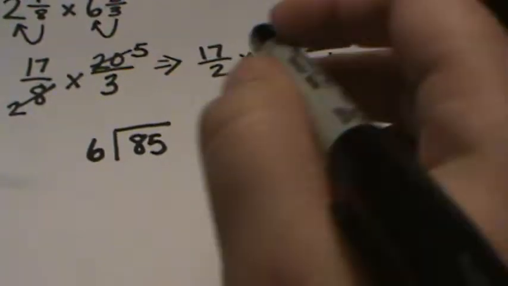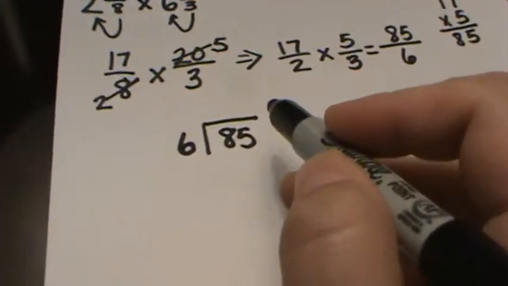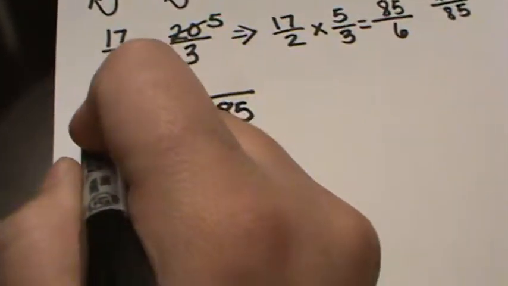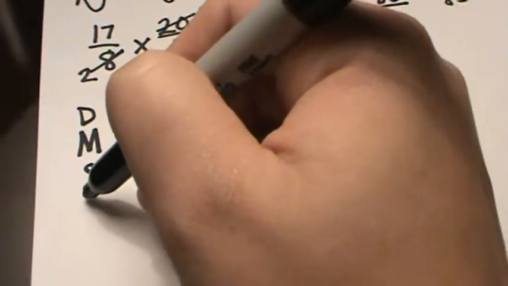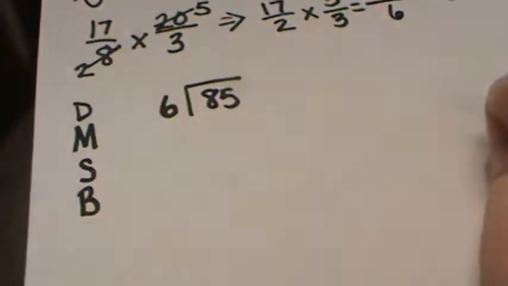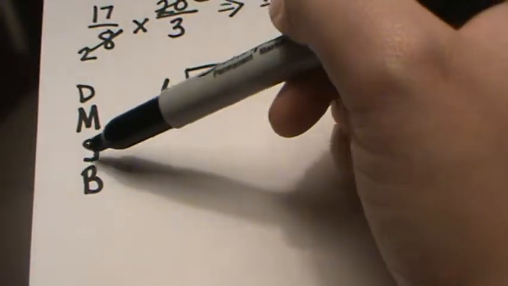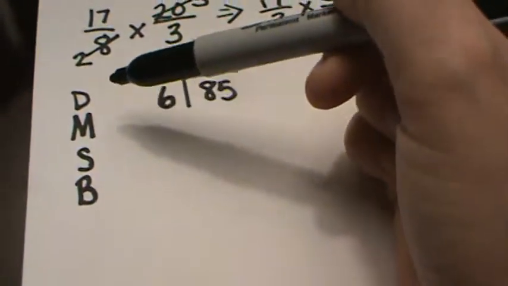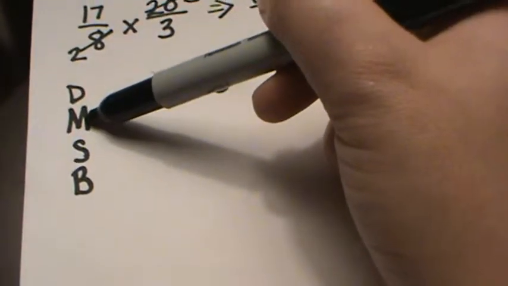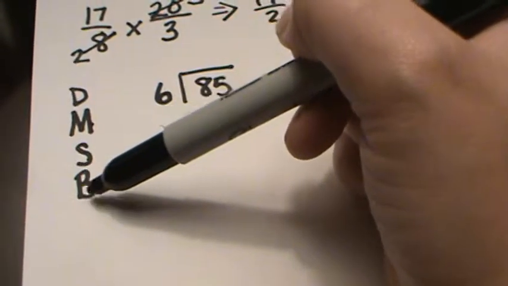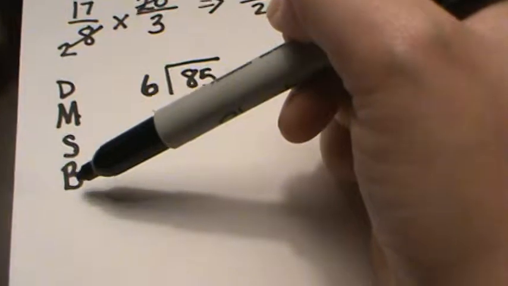Now we begin. We're going to be following a procedure, which we remember by DMSB. An easy way to remember this is dead mice smell bad. What these letters in fact stand for, however, are divide, multiply, subtract, bring down, or bring up.